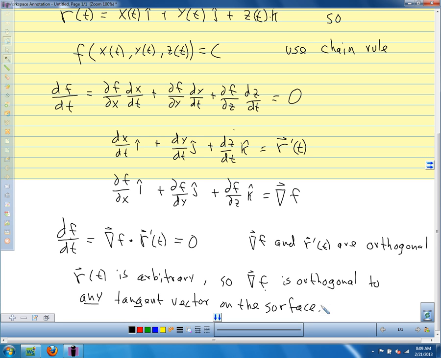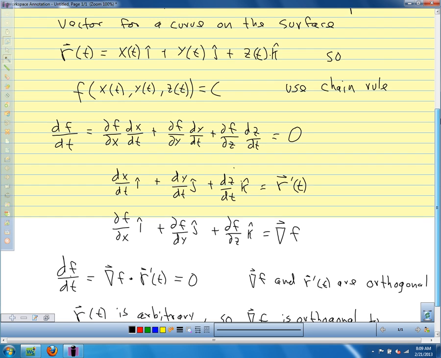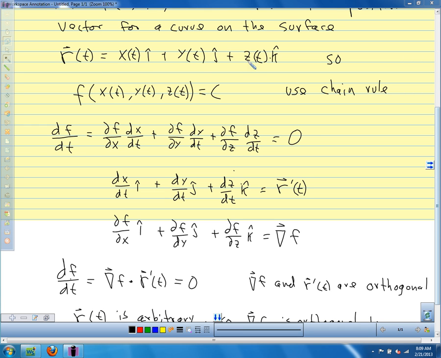Question, Cole? Yeah, how come r prime keeps pointing in the direction of motion? No, we didn't say this was in the direction of motion. We just picked an r. But yes, r prime is in the direction of motion. So if we're talking about this curve on the surface, r prime is going to point in the direction of motion, but r prime is also tangent to r.